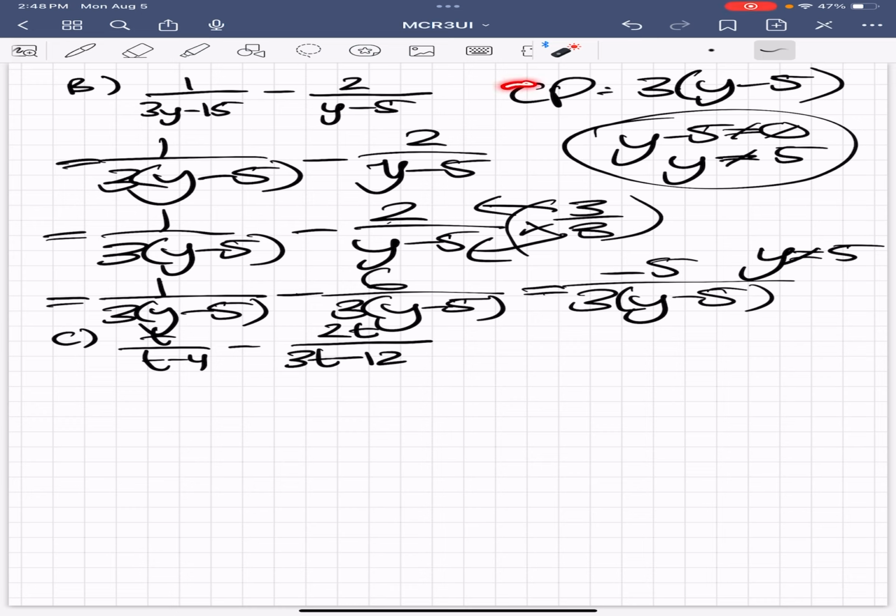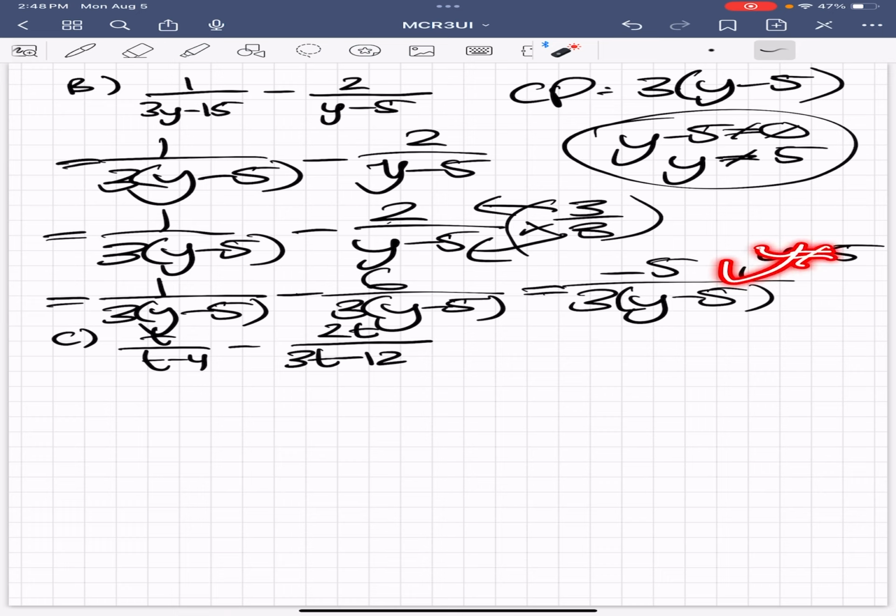So we have a common denominator of 3 times y minus 5. We saw that 3 was common with 3y minus 15, so we factored out 3 to get y minus 5. And then we have y minus 5 common on both denominators, and we're missing a 3. So we multiplied this by 3 over 3. And then we multiplied the numerator by 3 and the denominator by 3. And then we are left with 1 minus 6. So we added and subtracted the numerators to get negative 5 over 3 in brackets y minus 5.